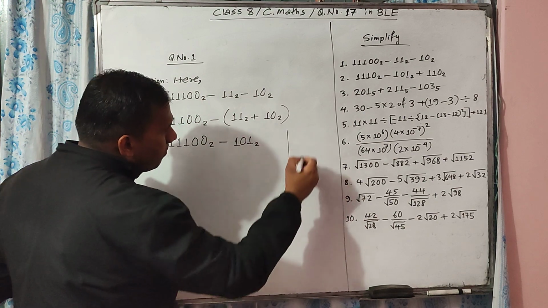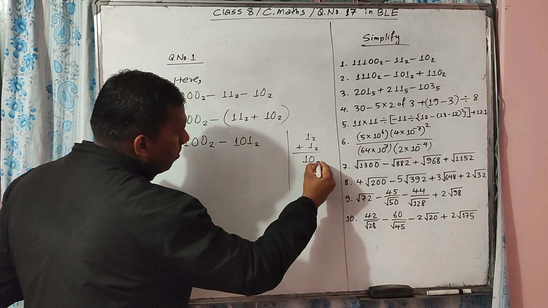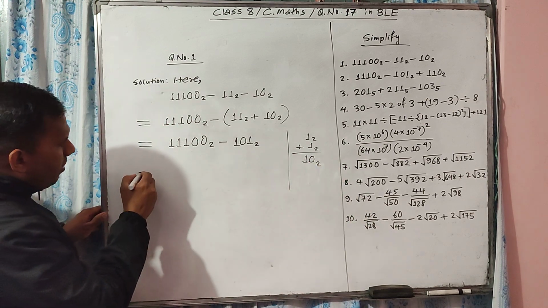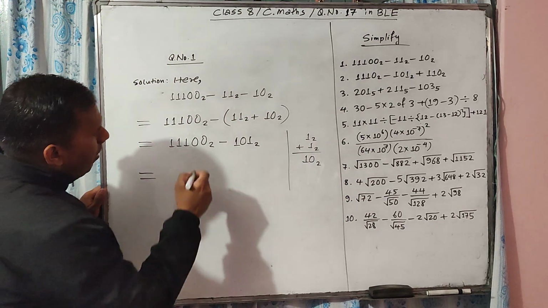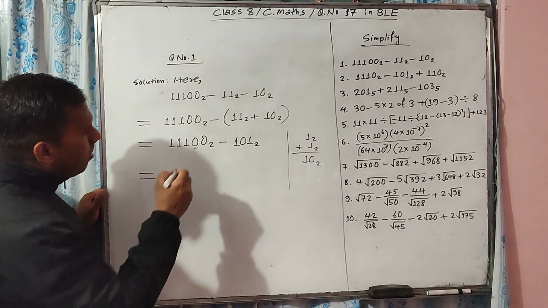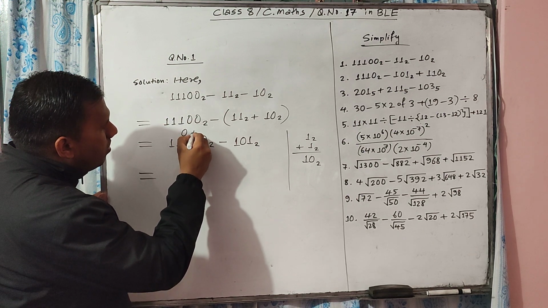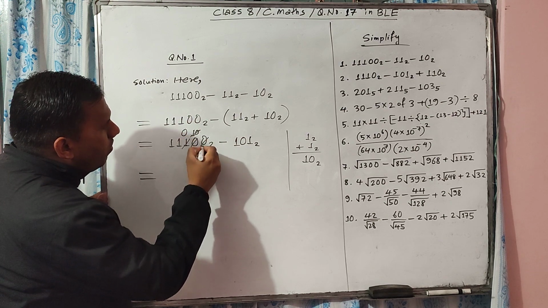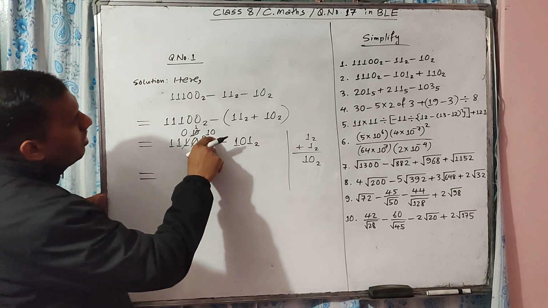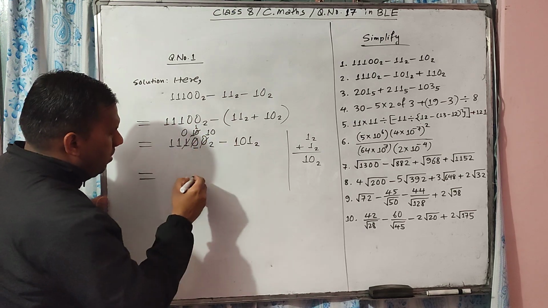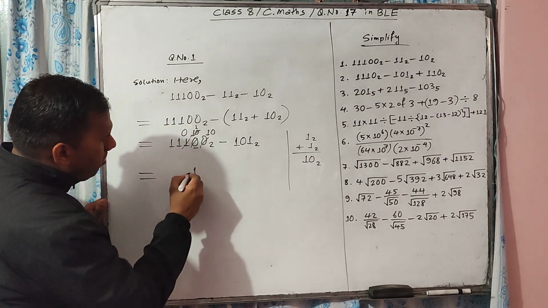We know that 1 plus 1 in binary addition becomes 10. Then subtraction. 0 minus 1 is impossible, so taking a borrow. 0 cannot give a borrow, but this 1 can give a borrow. It becomes 0, and then it becomes 10. Again it gives a borrow for the 0. It becomes 10 and it becomes 1. So 10 means 2. So 10 minus 1 is 1. Now 1 minus 0 is 1.